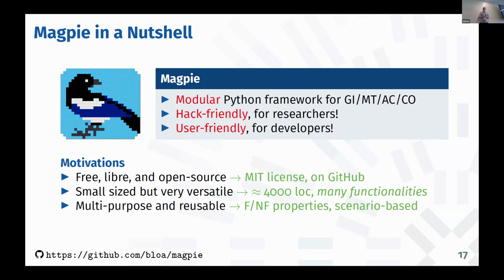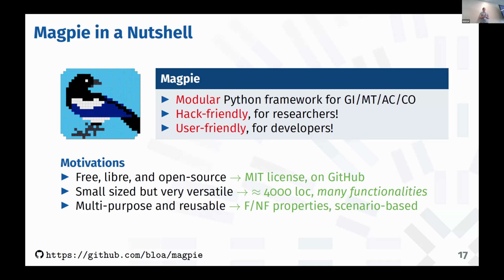And yeah, the two pet peeves are it should be easy to use for research, and it should be easy to use at all. Motivations are multiple. I like free software, free as in free and free as in libre. So it's a very open MIT license. It's on GitHub. You can download it right now.